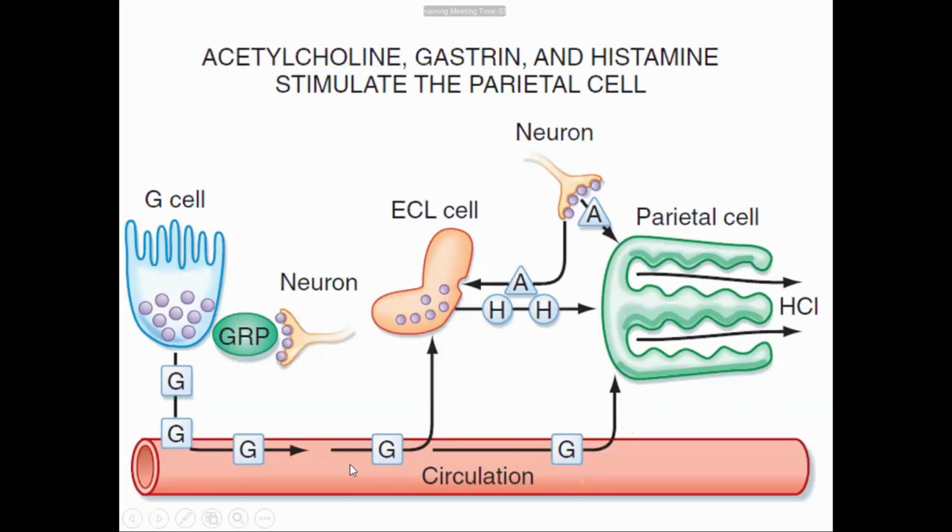Okay, remember this: histamine is acting through the paracrine fashion, it is not going in the blood. But gastrin is going into the blood through the circulation, and it reaches the ECL cells and the parietal cells. It acts on the cholecystokinin B receptor on the ECL cells, and on the cholecystokinin B receptor on the parietal cells.